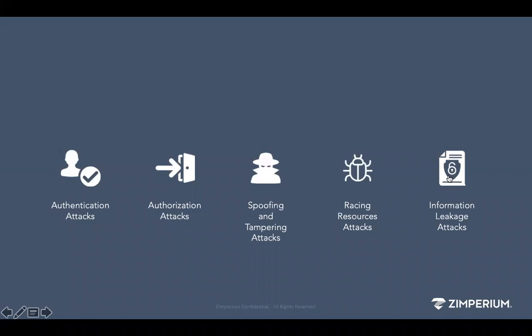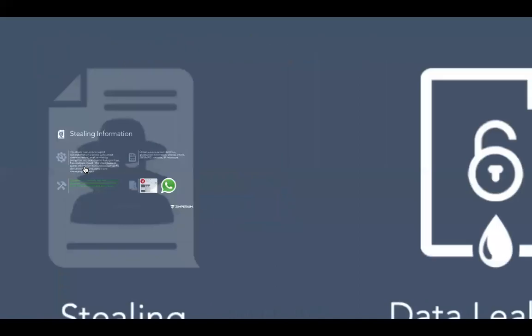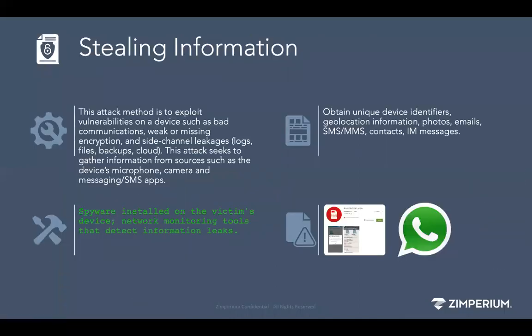And then last but not least, information leakage attacks. So here are attackers stealing information. They're obtaining data through some type of leaky apps, or they're basically just monitoring your traffic. Let's look at a couple of examples of stealing information. This attack exploits vulnerabilities on a device, such as bad communications, weak or missing encryption. So it seeks to gather information again through your communication methods.